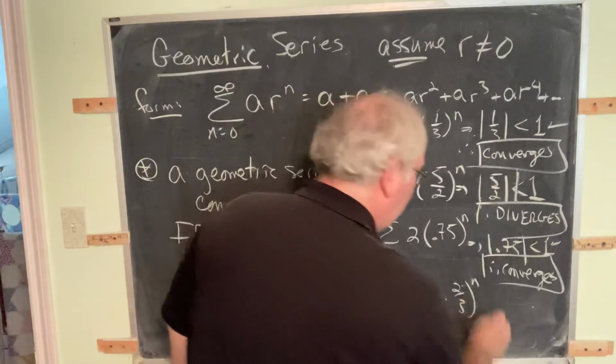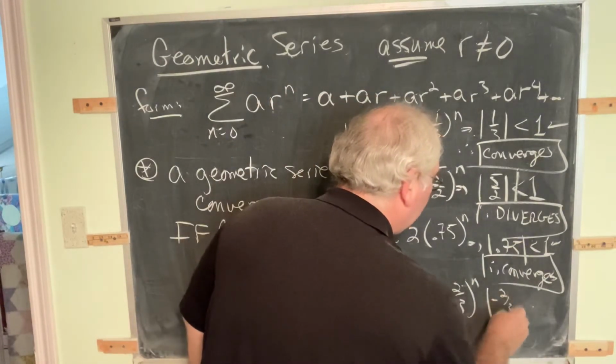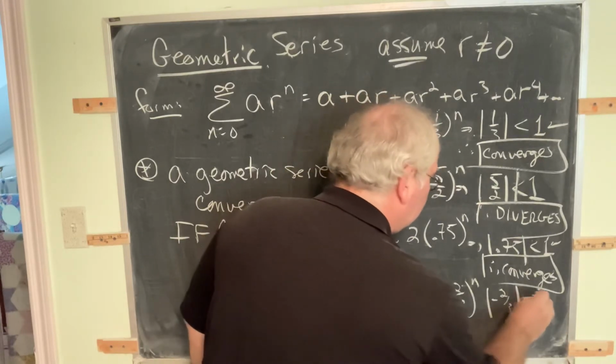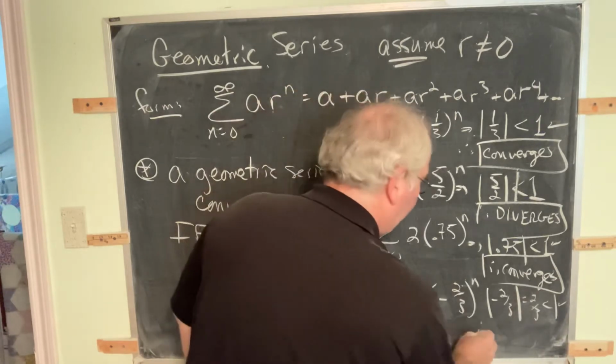And then lastly, notice we're taking absolute value. The absolute value of negative 2/3 is equal to 2/3, which is less than 1. Ding, yes, therefore this converges.